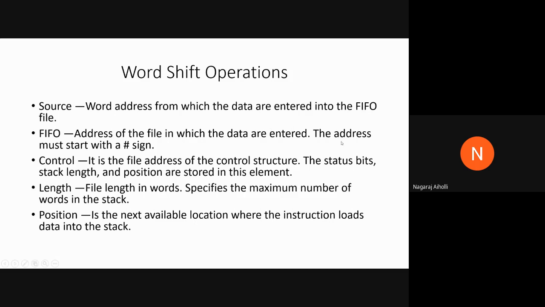Control is a file address of the control structure. The status bits, stack length and position are stored in this control register. Length is the file length in words. What is the length of the file? That is given by the length. It specifies the maximum number of words in the stack. Position is the next available location where the instruction loads the data into the stack.